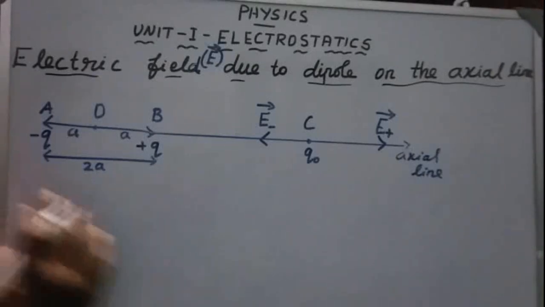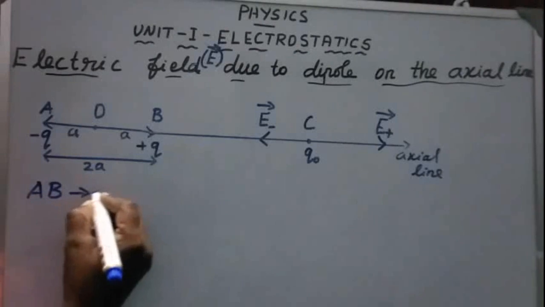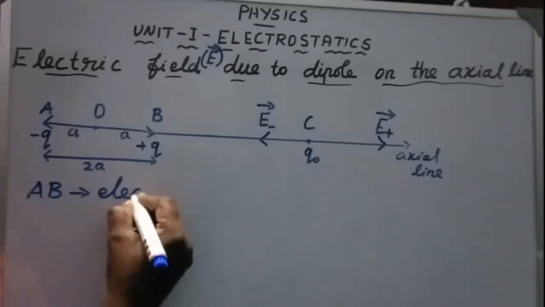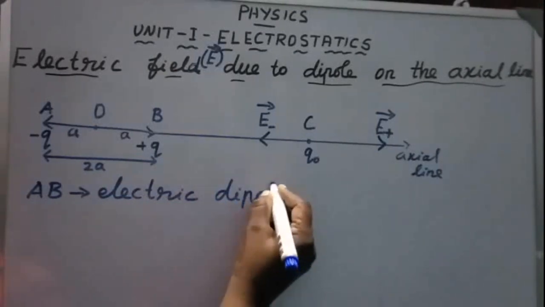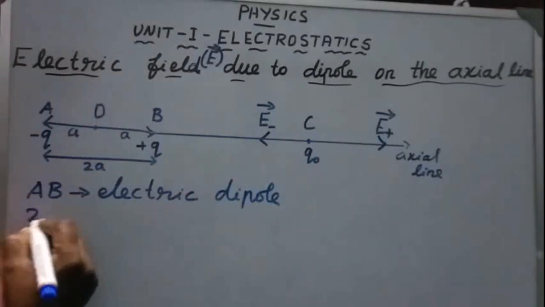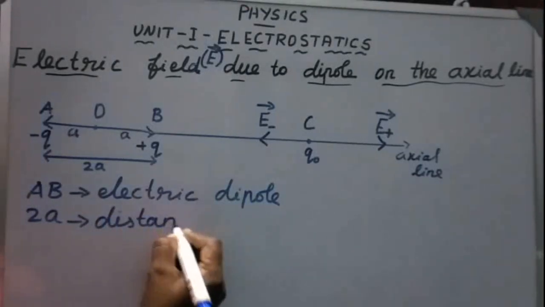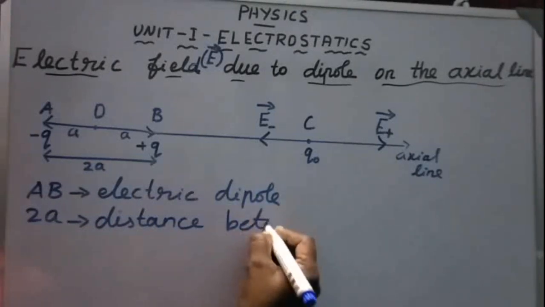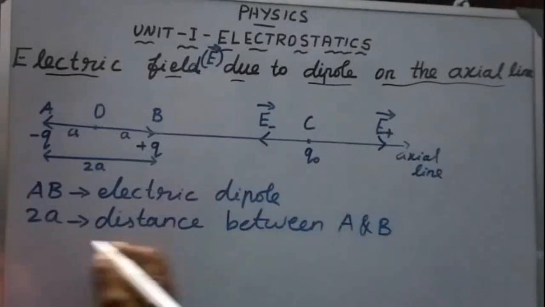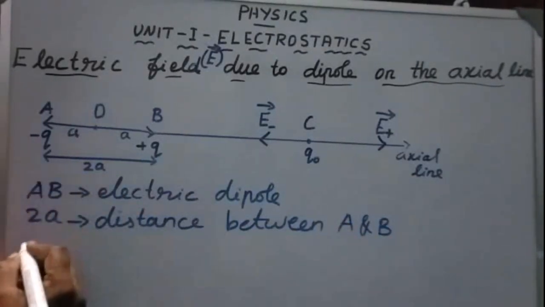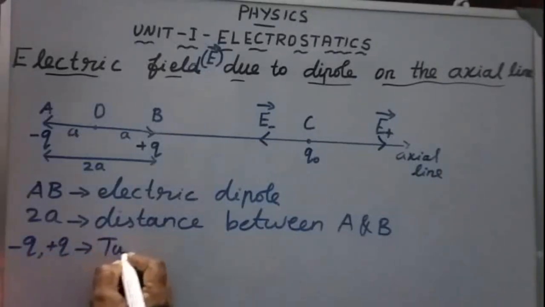Okay. Now we have to explain these terms. What is AB? It is an electric dipole. What is 2a? The distance between A and B. Now, what are minus Q and plus Q? They are two charges.